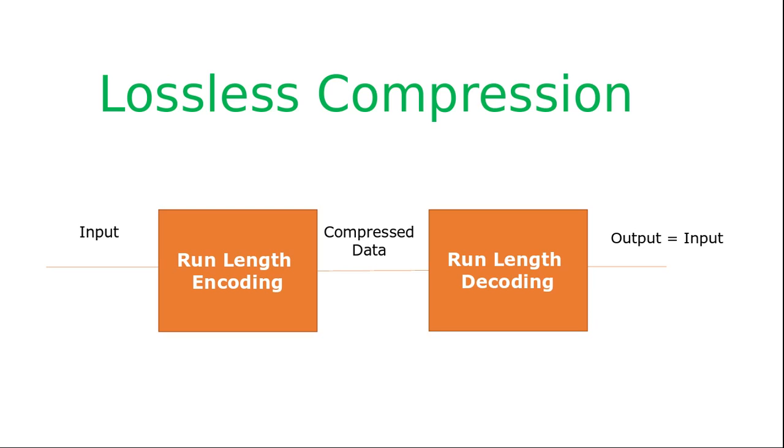In a lossless compression scheme, if you provide an input to the encoder, it will create some kind of compressed bits. That is our desired data. After that, if you pass this to the decoder, it will produce exactly the same output as the input. Not even a single bit of difference will occur. So there is no single bit of data lost. That's why this is called lossless compression.